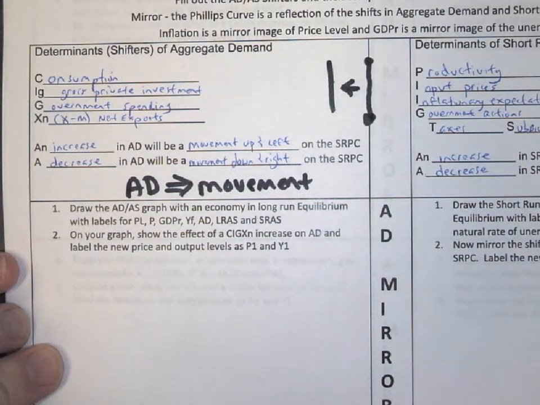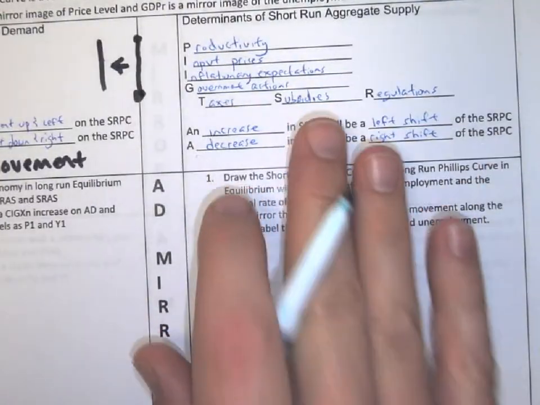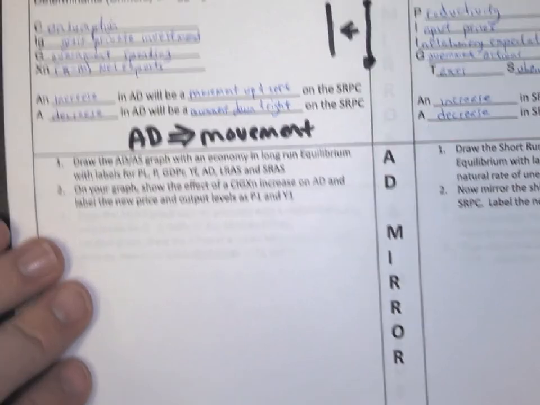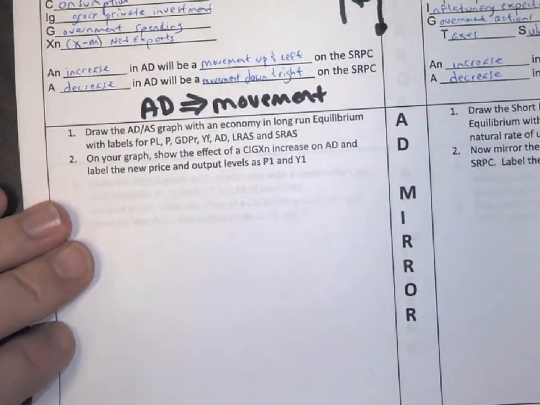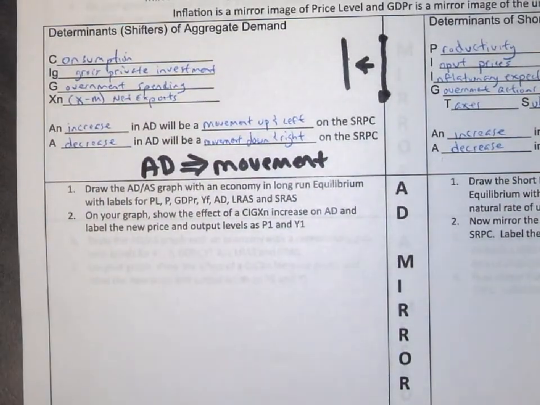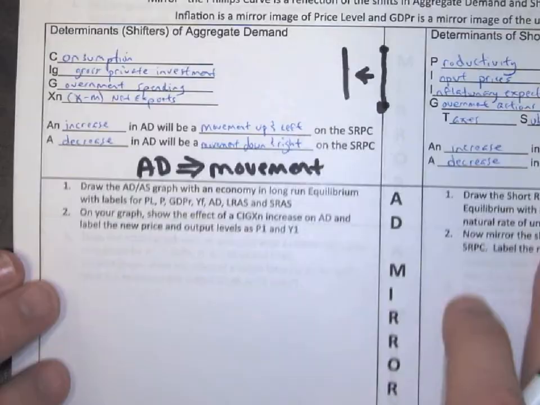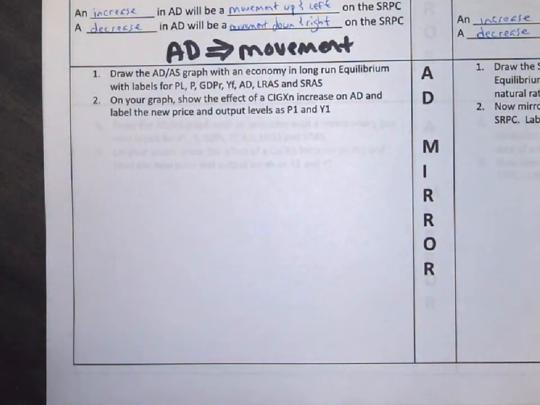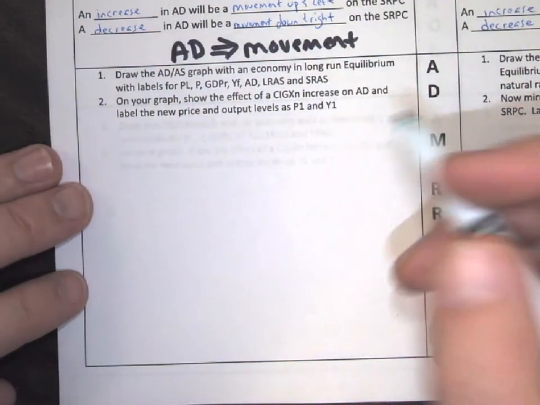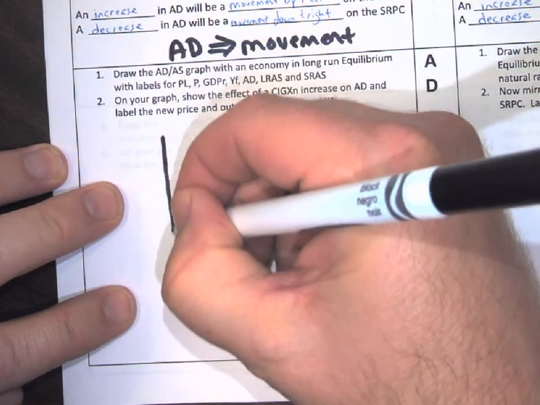So that's a movement. A shift is when you make a whole new one. So that's going to be a movement. Supply changes are going to make shifts to the short-run Phillips curve. But let's just stick with that to begin with. All right, so now, here's the other thing. Once we draw this up, there's going to be some stuff on here you won't have to add to your graphs, but hopefully it'll help.